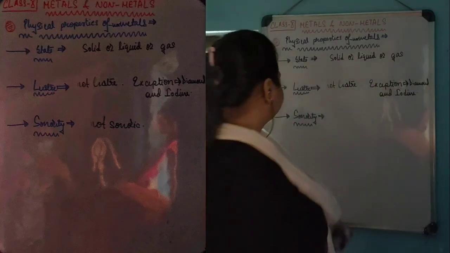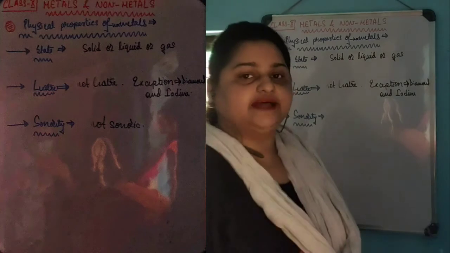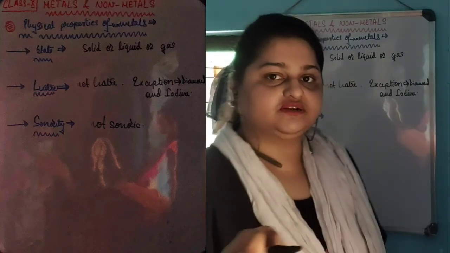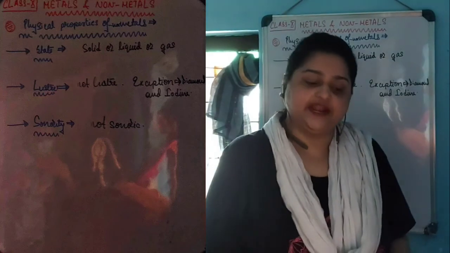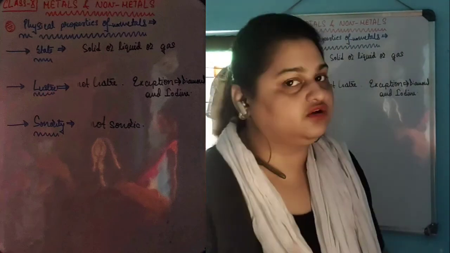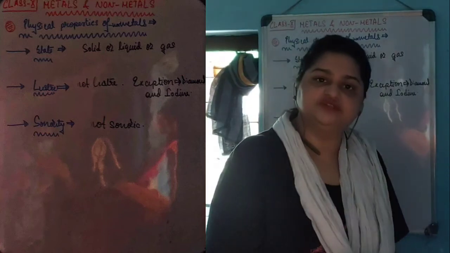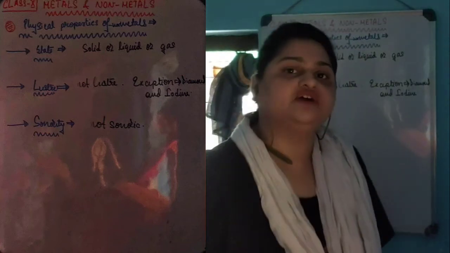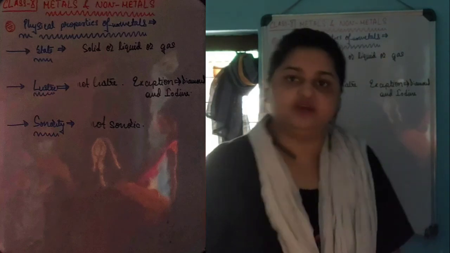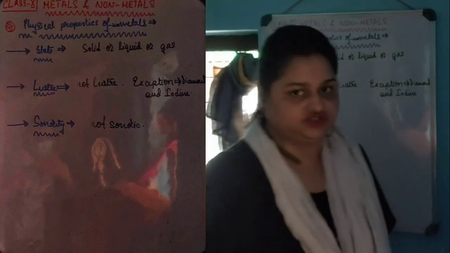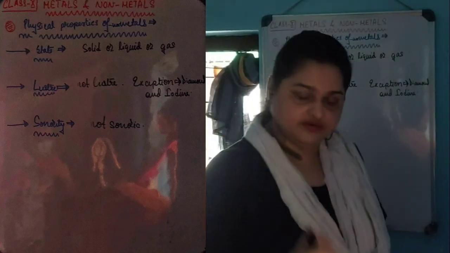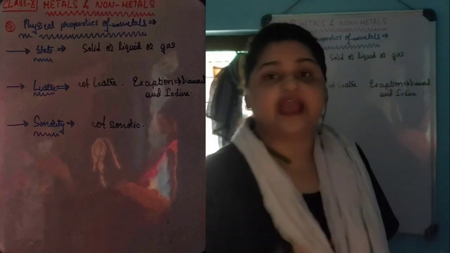The next one is sonority. Sonority is when you hit an element with something and it makes a typical sound, then you say that element is sonorous. When a metal is hit with another metal or a solid substance, it gives a typical metallic sound. That's why we say that predominantly all metals are sonorous in nature, not non-metals. Non-metals are not sonorous at all.